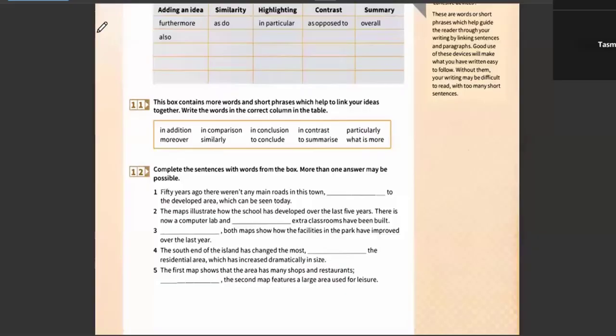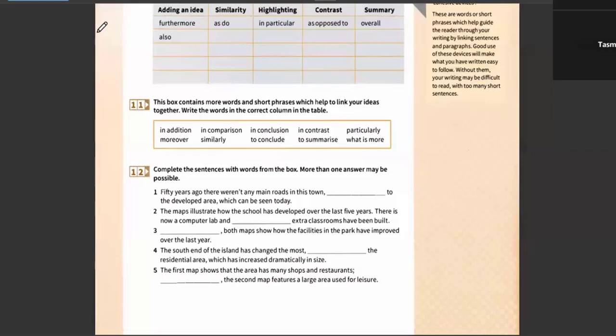Yes, I'm done. Done? Okay, yes. Go on. Start from number one. Number one, 50 years ago, there weren't any main roads in this town in comparison to the developed area which can be seen today. Very good. Two, the maps illustrate how the school has developed over the last 5 years. There is now a computer lab, and in addition, extra classrooms have been built. Very good. Three, similarly, both maps show how the facilities in the park have improved over the last year.